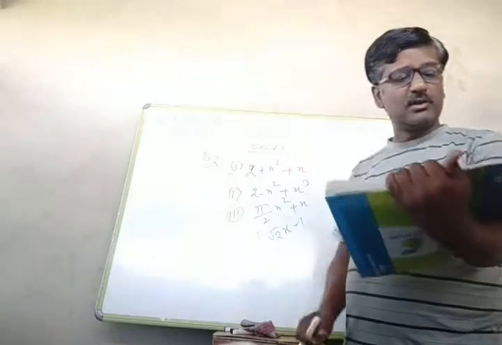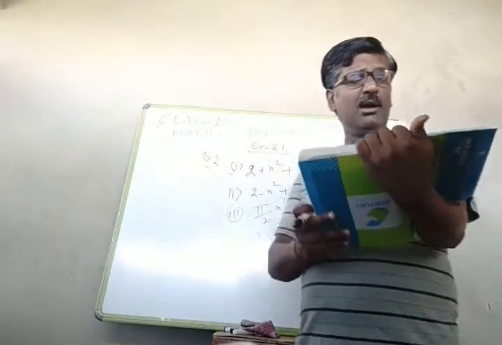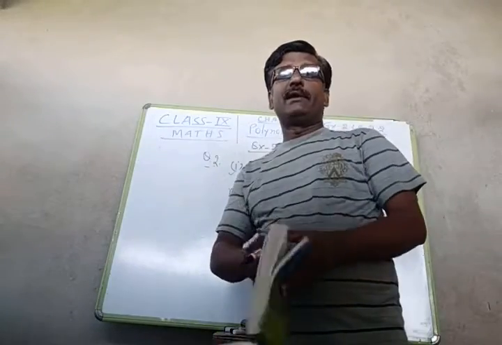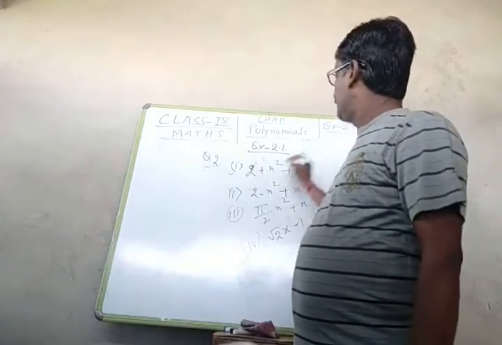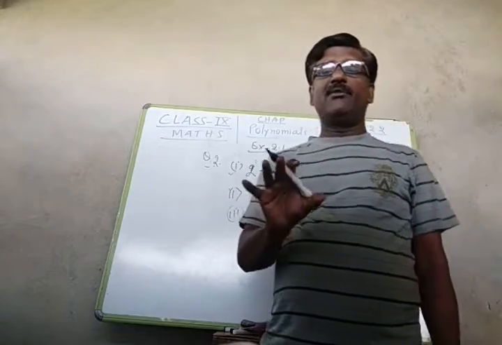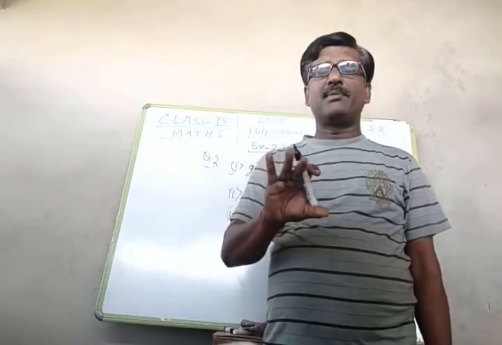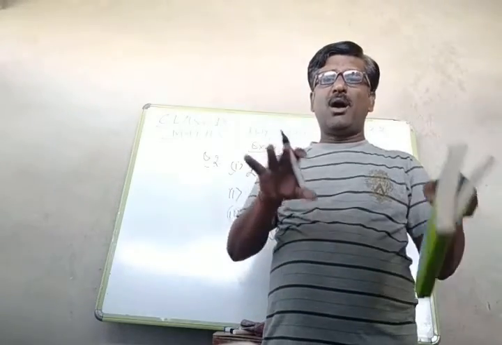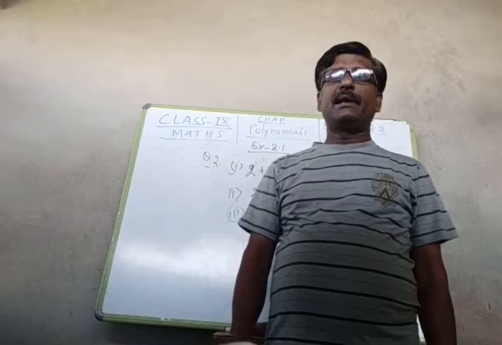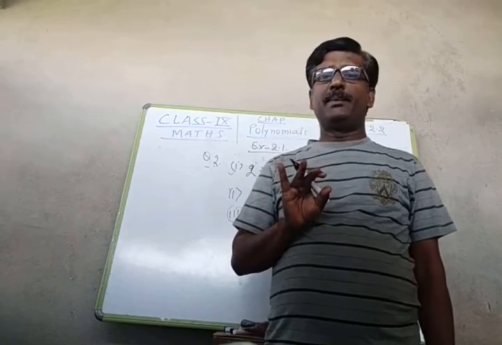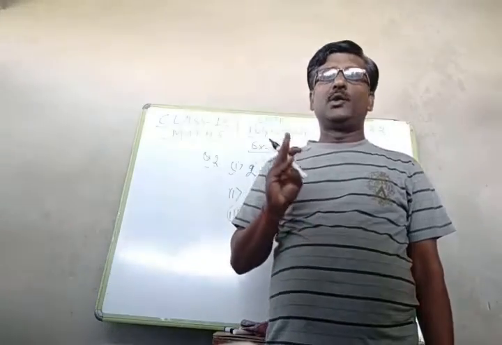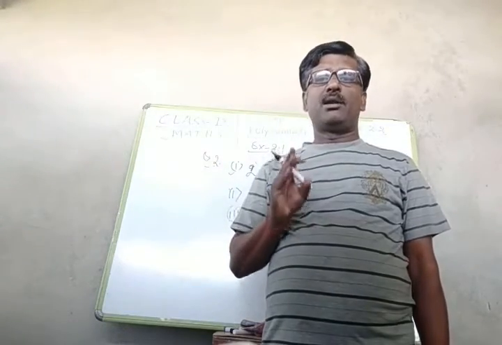Next, question number 3 is: give one example each of a binomial of degree 35. In this chapter we also have to know degree. The degree is defined as the maximum power of the expression. On the basis of degree, there are basically 4 types of polynomial: linear polynomial, quadratic polynomial, cubic polynomial, and biquadratic polynomial.